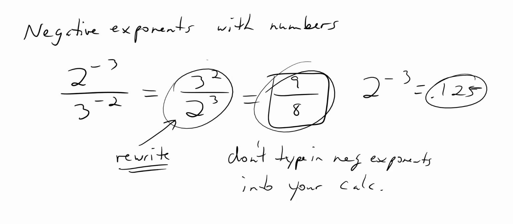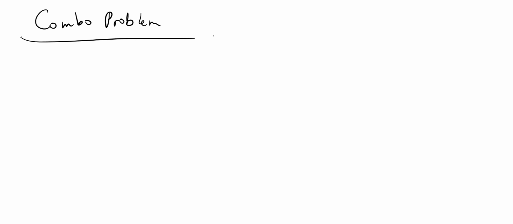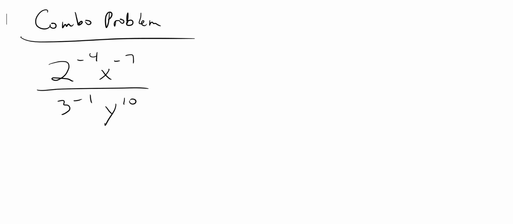Okay, all right. Let's do a combo problem. Very exciting. Okay, so let me give you kind of a crazy problem. You might cry, but if you're crying, just grab a Kleenex. 2 to the negative 4th, x to the negative 7th, over 3 to the negative 1, y to the 10th power. Here's the deal. As we talked about already, you only move negative exponents. Do not touch the positive exponents. Only move negative exponents, and then we're going to evaluate it after that.